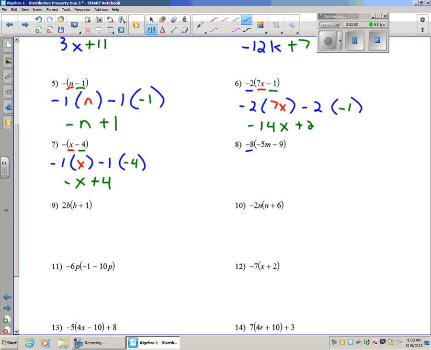Number 8, you have negative 8 times 2 different things. Your first term is negative 5m, and your second term is negative 9. Negative 8 times negative 5m, that's positive 40m. Negative 8 times negative 9, that's positive 72.